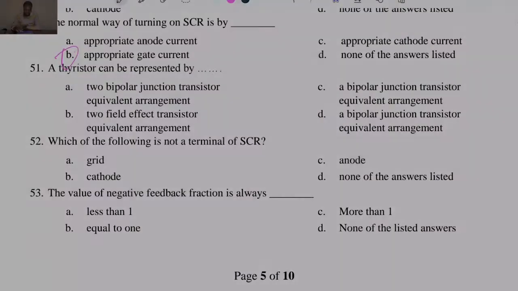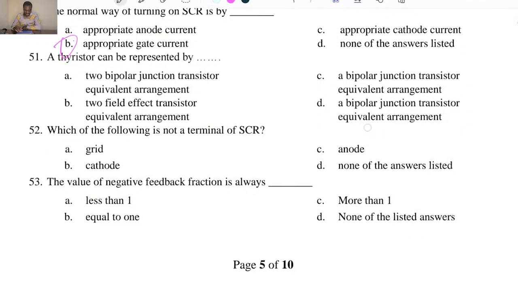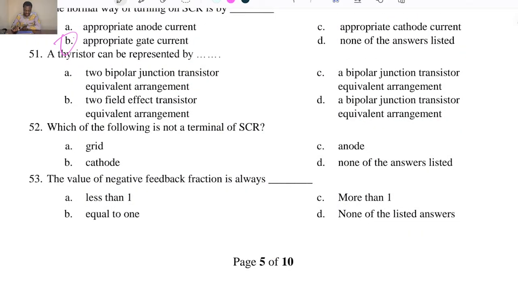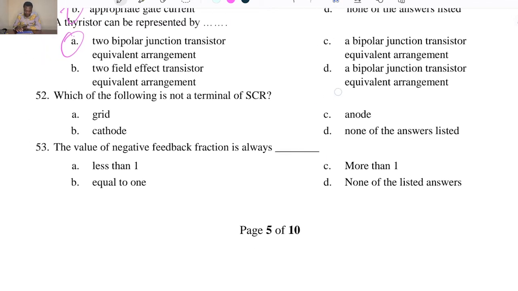I already solved the first 50 questions. So starting from question 51, a transistor can be represented by two bipolar junction transistors, right? You can represent it by two bipolar junction transistors. So the answer here is A.